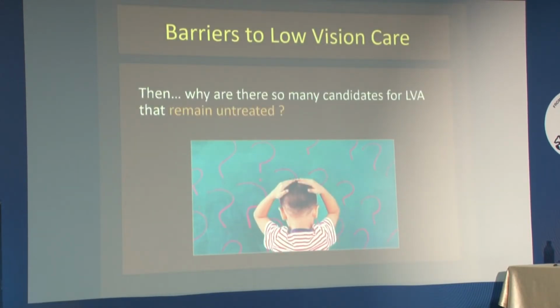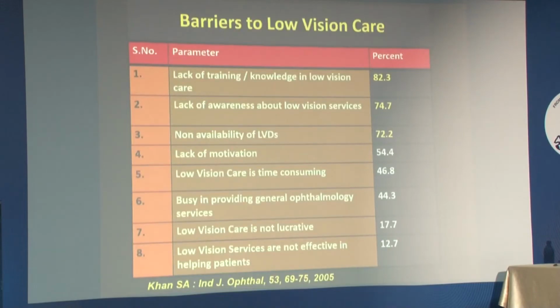And then the question is, why do so many patients go untreated? The answer is because of barriers to low vision care. Most important is the lack of training and knowledge in low vision care, a lack of awareness about low vision services, non-availability of low vision devices, and lack of motivation among ophthalmologists and optometrists. Low vision care is time consuming, and most of us are busy providing general ophthalmology services, cataract surgery, etc. And low vision care is not lucrative, and low vision services are not effective in helping patients. That is our thought.